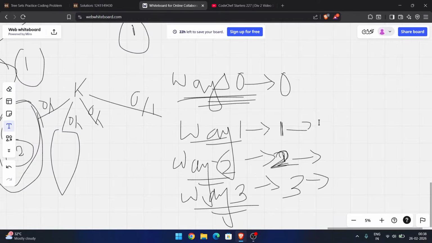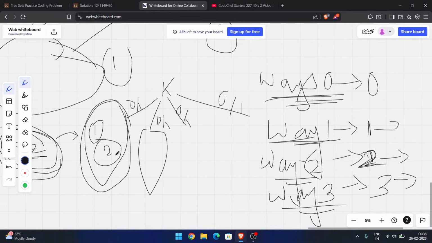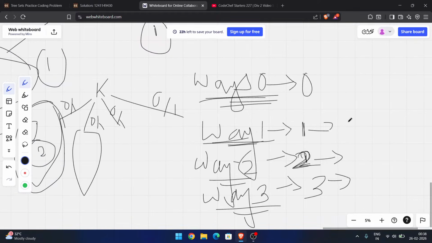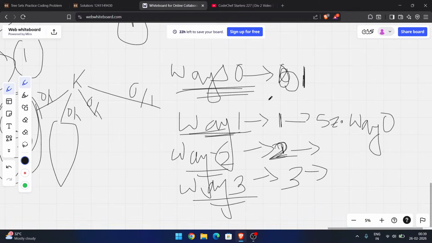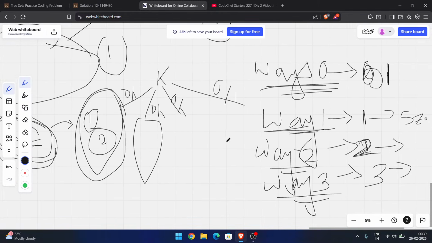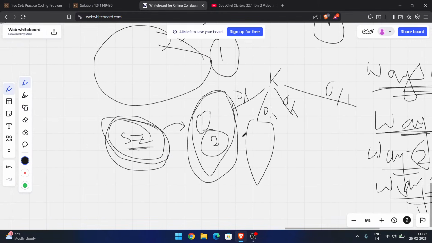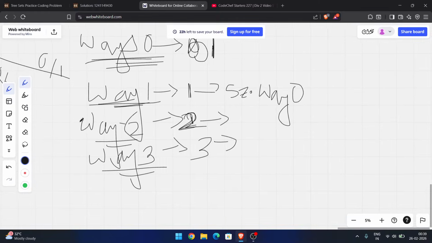So how many numbers? What would have changed? We would have changed this. So now if we select from this only, let's suppose this was the size for this index, so it would be multiplied by ways of 0. That would be initially 1, because there is just one way to select nothing. Okay, so if this is the first branch we are selecting, then this would be the case.